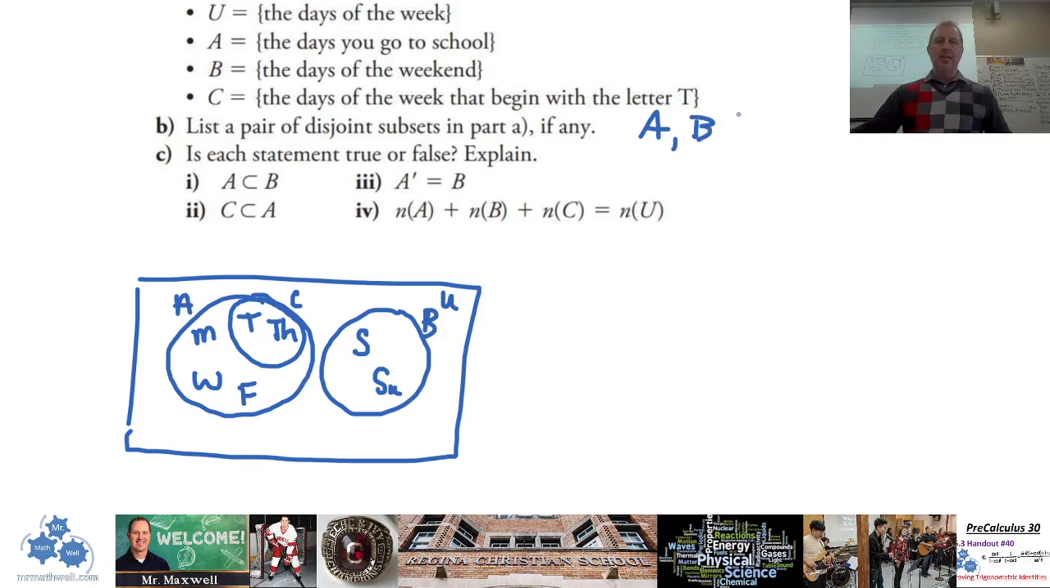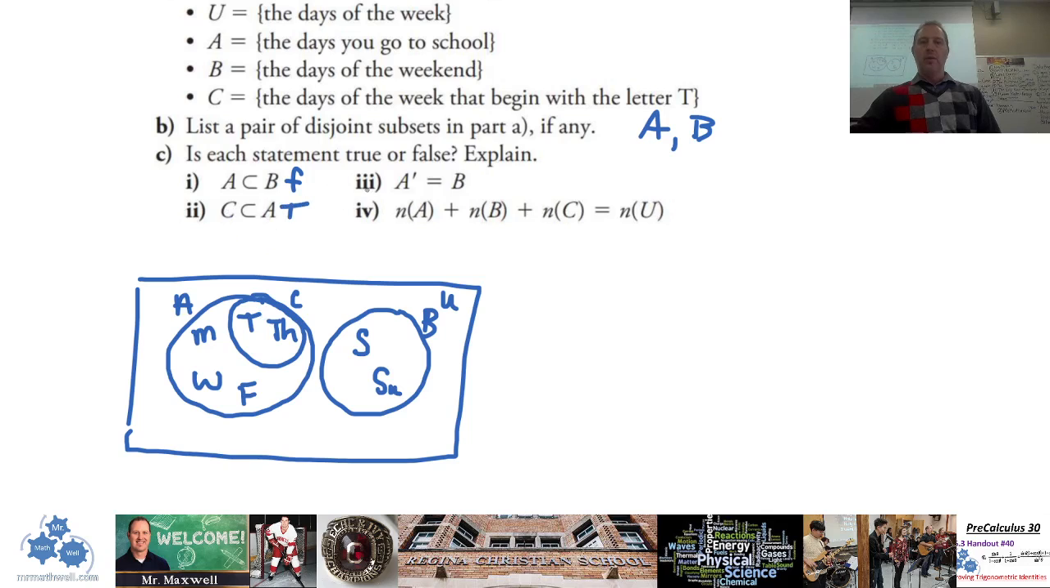Now C, is each statement true or false? Explain. Okay, what does this little symbol mean? This is A something B. What does that little symbol mean? It means subset. Very good. So A is a subset of B. Is that correct? No, that is false. So I'm going to do a little F for false. All right, what about this? C is a subset of A. Ah, that is true. C is a subset of A.